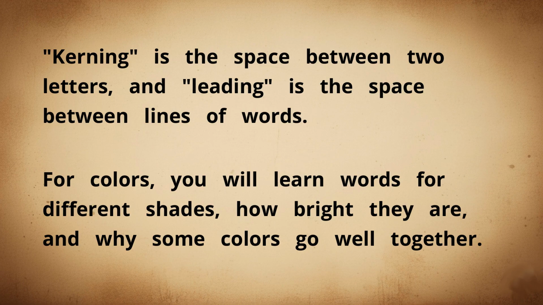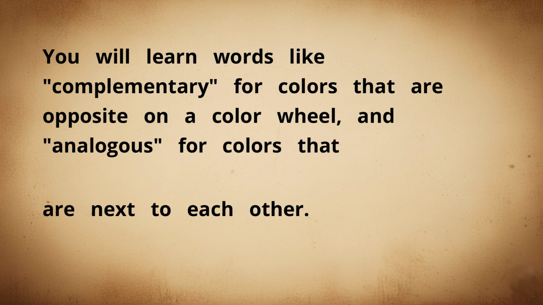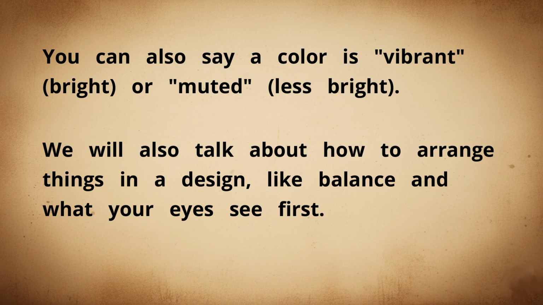For colors, you will learn words for different shades, how bright they are, and why some colors go well together. You will learn words like complementary for colors that are opposite on a color wheel, and analogous for colors that are next to each other. You can also say a color is vibrant, bright, or muted, less bright.